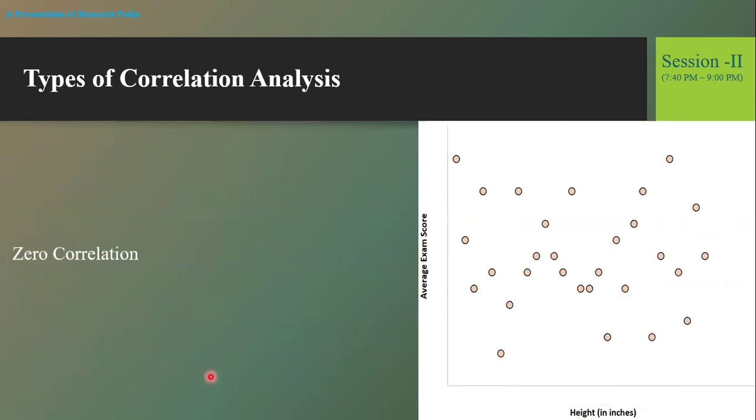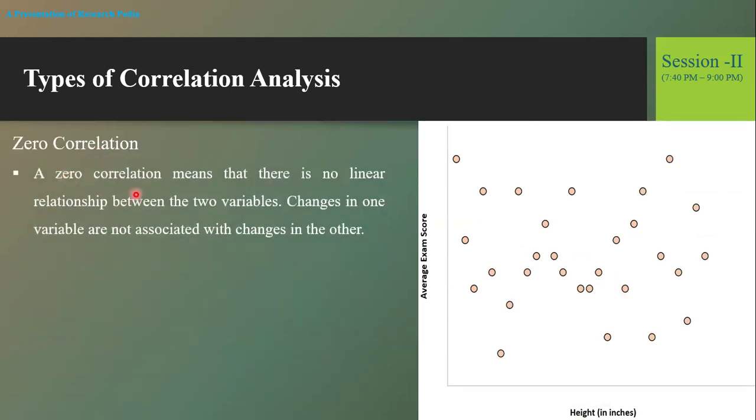The third type is zero correlation, where you cannot identify any pattern. You cannot decide here whether it is positive or negative. So if you cannot identify any specific pattern, it will be considered as zero correlation. A zero correlation means that there is no linear relationship between two variables. Changes in one variable are not associated with changes in the other.